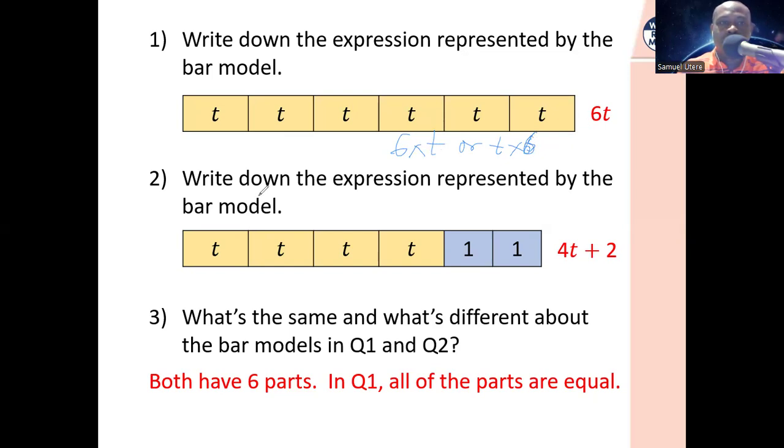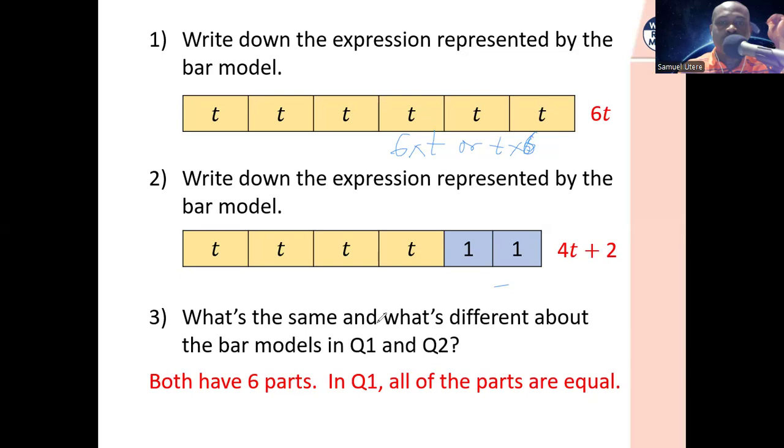Here, question 2, you were asked to write down the expression represented by the bar model. Again, for the bar model, remember we add the bars. So this is 4 lots of t plus 2. Okay? 4 lots of t plus 2. So we write that as 4t plus 2.